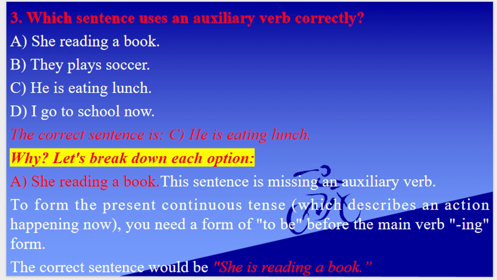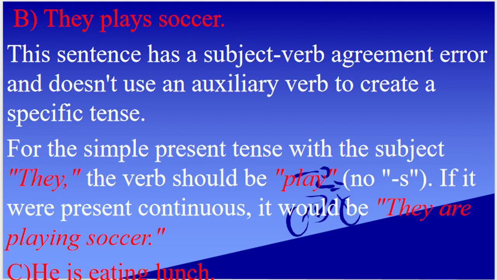B. They play soccer. This sentence has a subject-verb agreement error and doesn't use an auxiliary verb to create a specific tense. For the simple present tense with the subject "they," the verb should be "play." If it were present continuous, it would be: They are playing soccer.